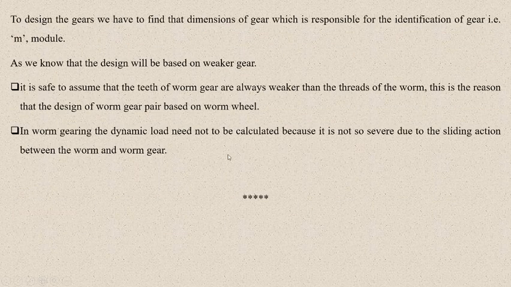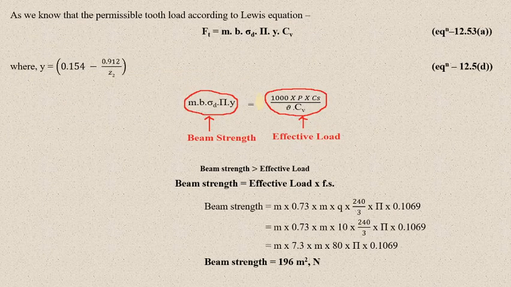Before going forward, we must know about the design procedure. To design the gear, we have to find that dimension of the gear which is responsible for the identification of the respective gear, that is module, and we have to work on the weaker gear. We have discussed previously that worm gear are always weaker than the threads of the worm. This is the reason that design of the worm gear pair is based on worm wheel.